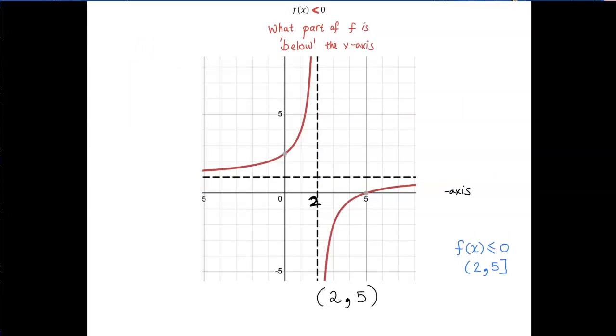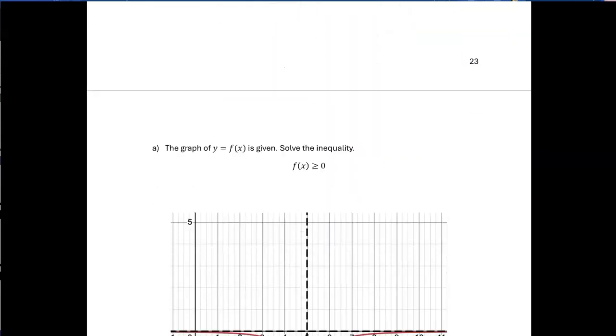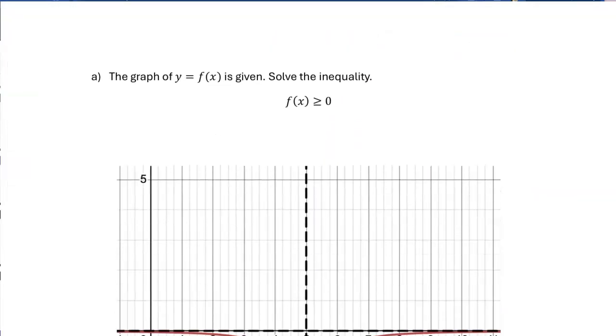I'll get rid of this Post-it. So I literally just covered up the top part of the x-axis because this question, we only had to read how much is below the x-axis, and that was this part right there. I have another picture, okay? So let's try another one. This time, they want us to find where f of x is greater than or equal to 0.